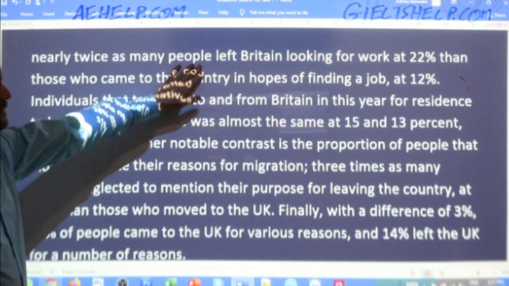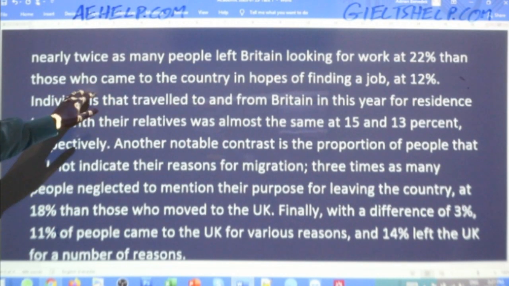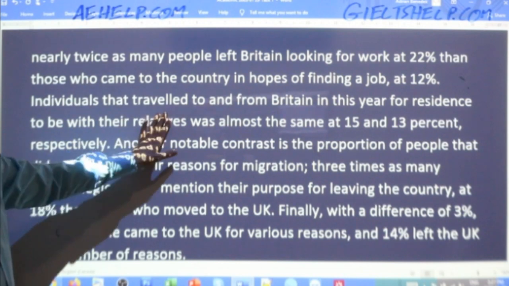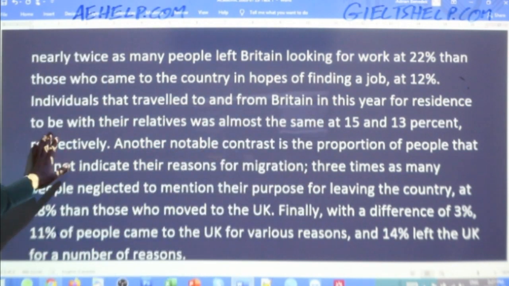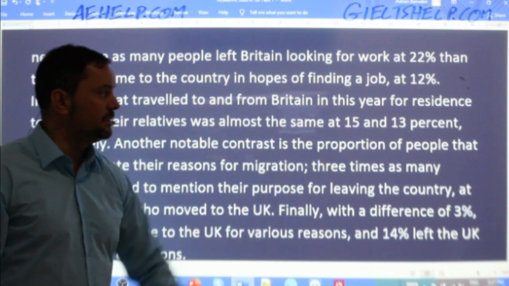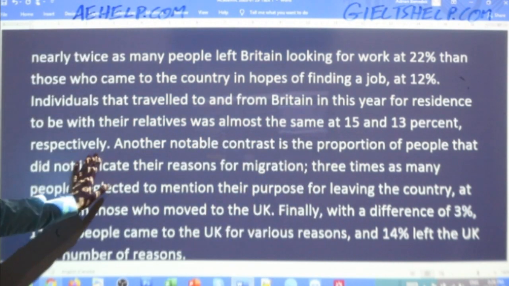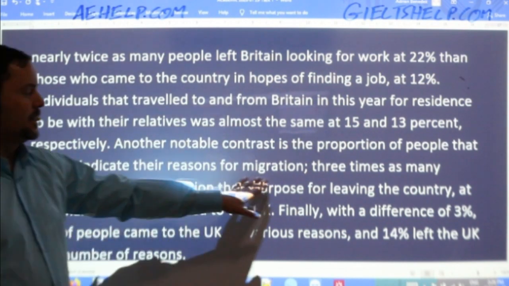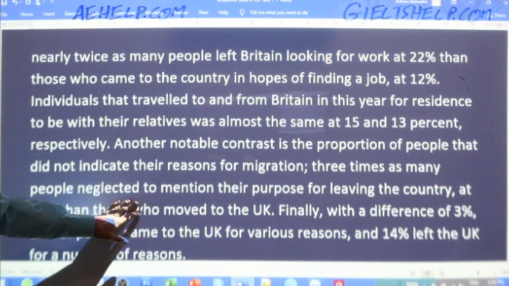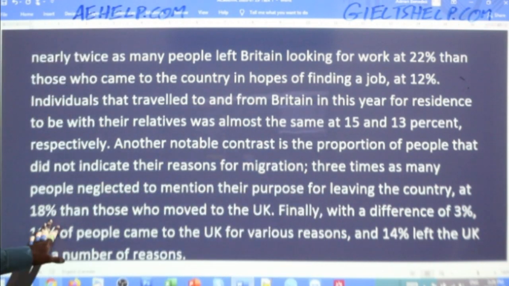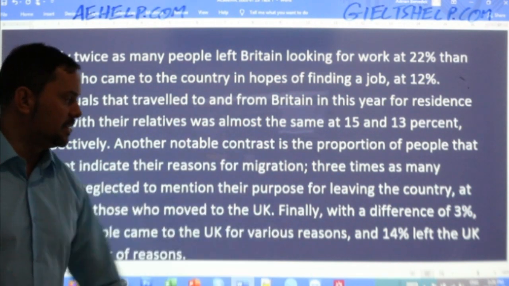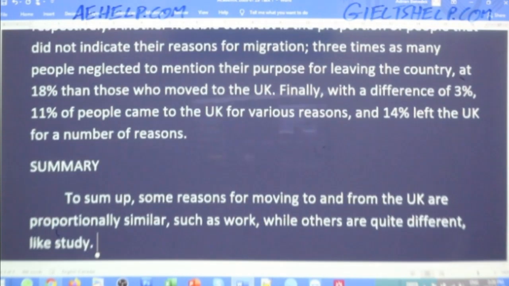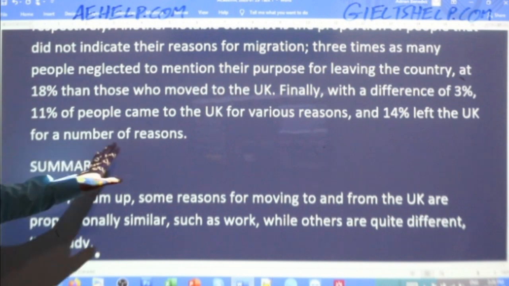Thirdly, nearly twice as many people left Britain looking for work at 22% than those who came to the country in hopes of finding a job at 12%. Individuals that traveled to and from Britain in this year for residents to be with their relatives was almost the same at 15 and 13% respectively. Another notable contrast is the proportion of people that did not indicate their reason for migration. 3 times as many people neglected to mention their purpose for leaving the country at 18% than those who moved to the UK. Finally, with a difference of 3%, 11% of people came to the UK for various reasons, and 14% left the UK for a number of reasons.